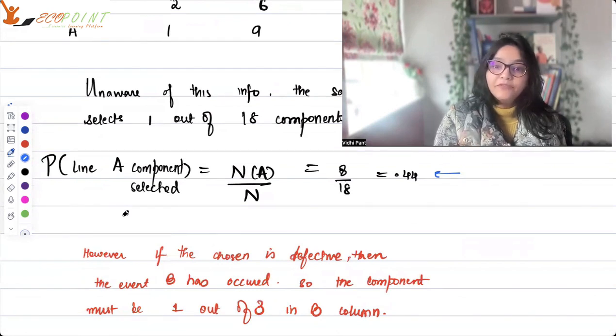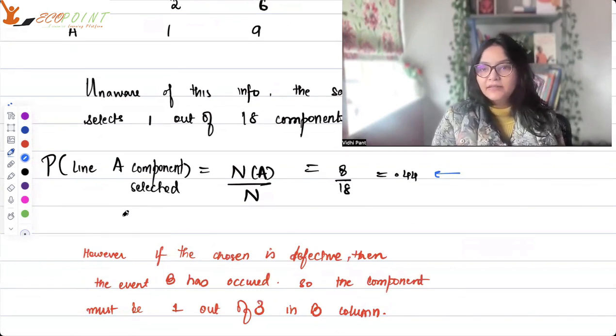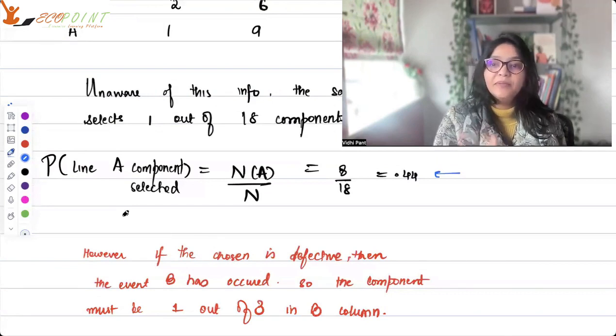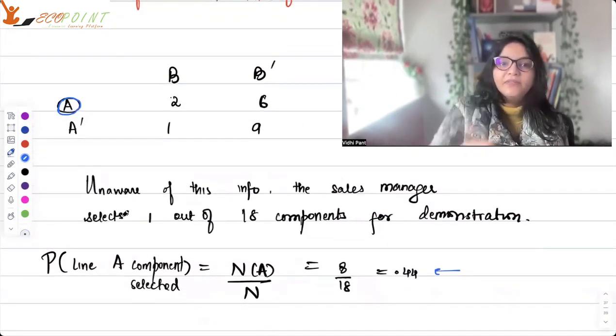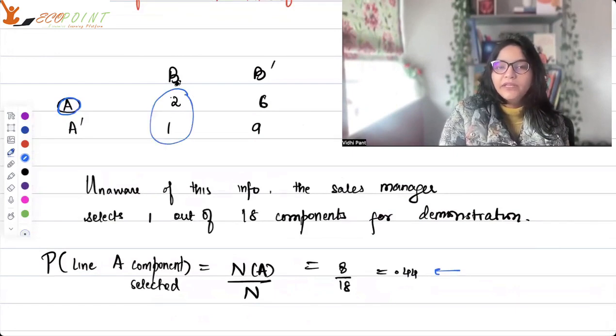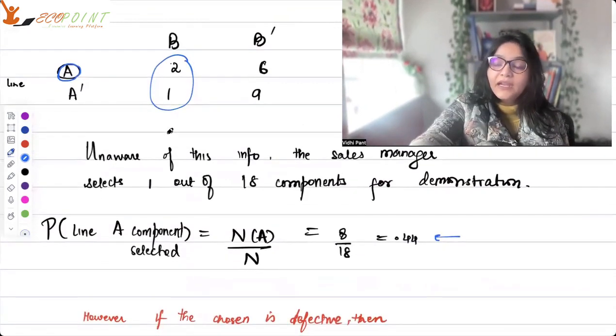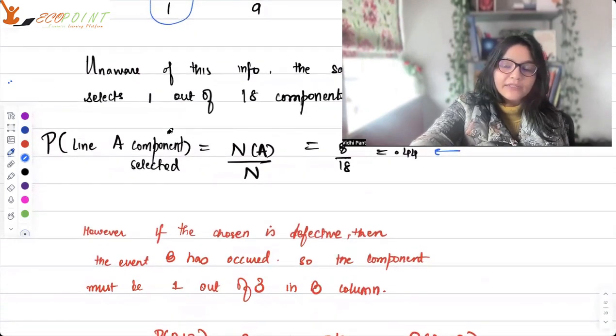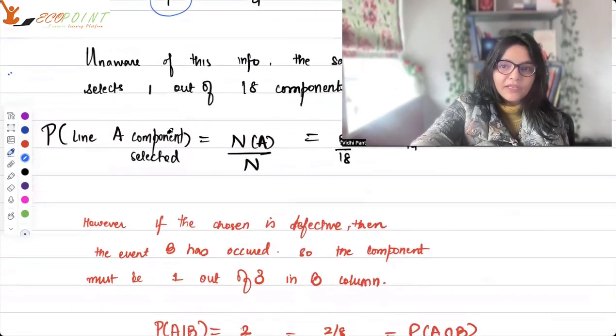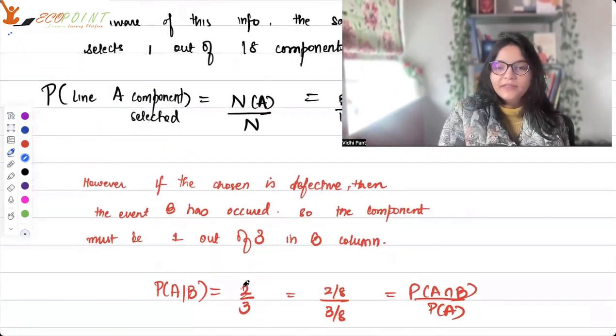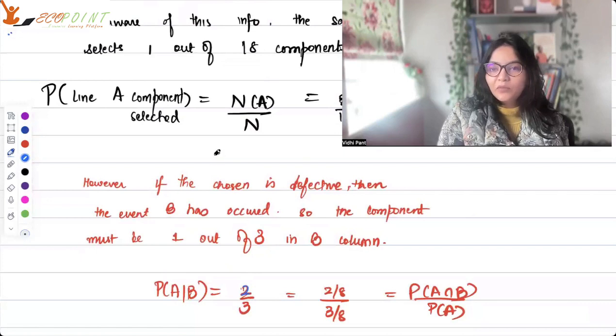However, if the chosen one is a defective one, now B comes into the picture, because then B has occurred. B, defective, has occurred. So the component, you already know that it is defective. If you know that it is defective, then the component has to be any one out of these three. Then under that situation, what is the probability that the component comes from A? It will clearly be 2 by 3, because there were two defective components in A.